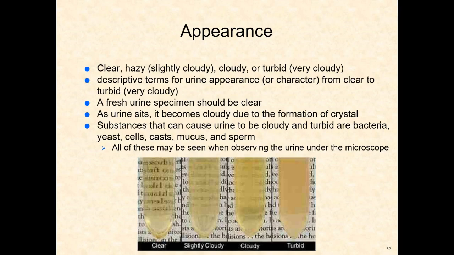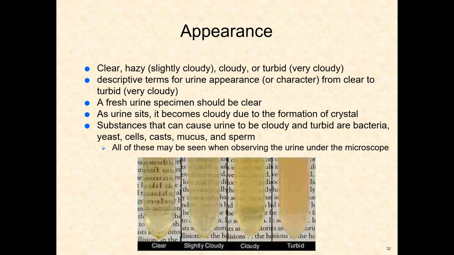So after the odor, we'll talk about the appearance. Most urine is clear or slightly cloudy. If there's something wrong with it, it could become cloudy or turbid. So these are very descriptive terms that are very important. You can't use a different term. These are what we're held to. So a fresh urine specimen should be clear. As urine sits, it can become cloudy due to the formation of some normal crystals, but it can also be cloudy from bacteria, yeast, cells, casts, mucus, sperm. There's a number of things.